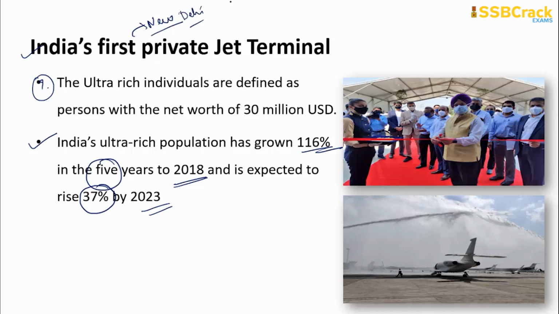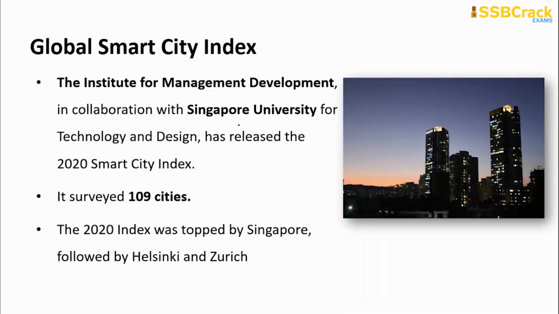Now moving ahead, the next update we have is about the Global Smart City Index. So who released this index? This is important. It was released by the Institute for Management Development, IMD, in collaboration with the Singapore University of Technology and Design. They released the Global Smart City Index 2020.